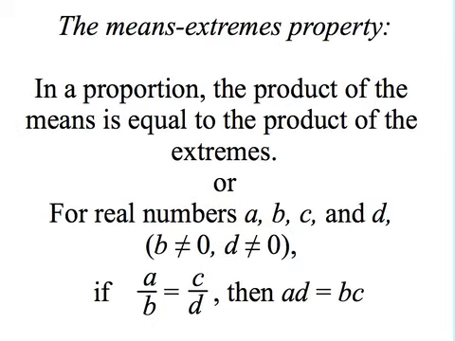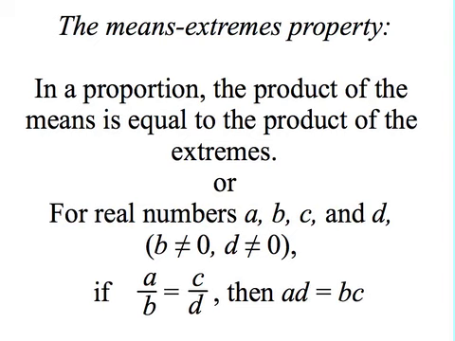And that brings us to the means extremes property. In a proportion, the product of the means is equal to the product of the extremes. Or, for real numbers a, b, c, and d, where b and d do not equal 0, if a over b is equal to c over d, then ad is equal to bc. Some people call this cross multiplying.